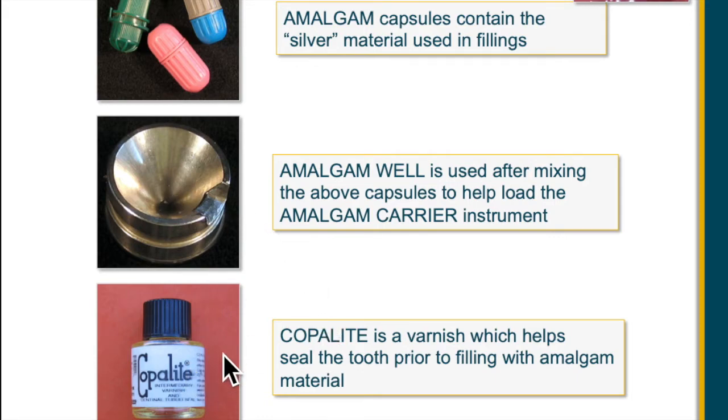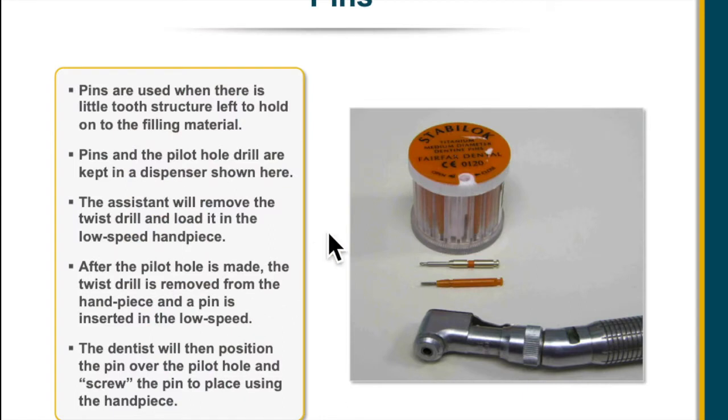This is another liner that's sometimes placed, because the amalgam isn't necessarily super strong in certain places, and it needs something to grip the tooth. It doesn't bond to the tooth, so it just needs to have something to grip onto. Pins are often used with amalgam fillings. So the pins are used where there's little tooth structure left.